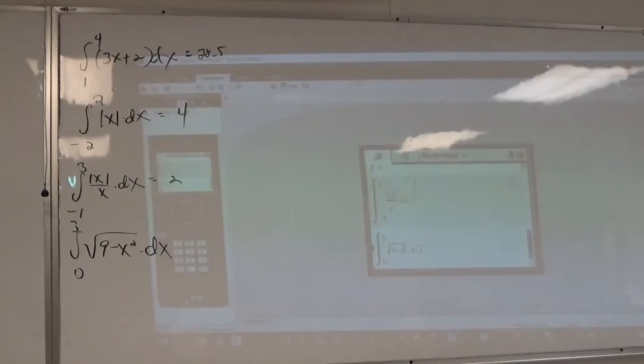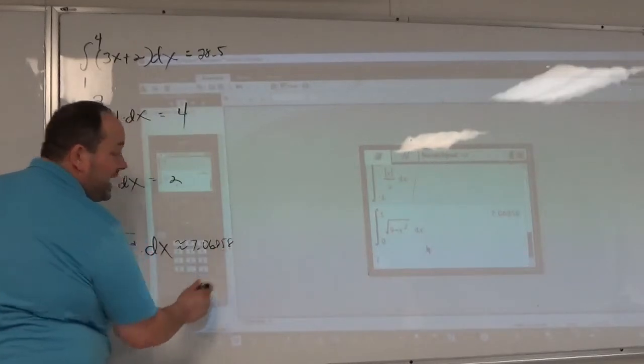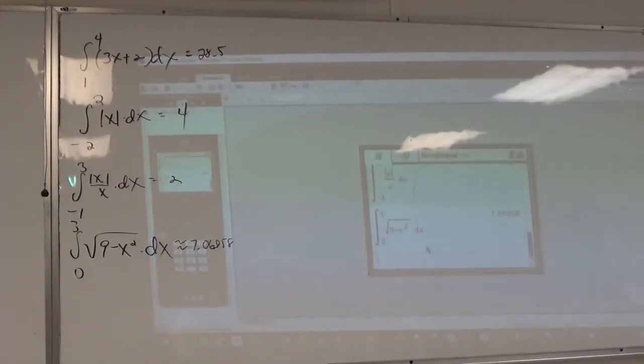9 minus x squared with respect to x, 7.06858. What did we get? 9 pi over 4. Now there is nobody in this room, myself included, that's going to look at that number and be like, oh, that's 9 pi over 4. Abraham, convince me that that's actually 9 pi over 4, please. There you go, 9 pi divided by parenthesis 4, 7.068. We got this under control?